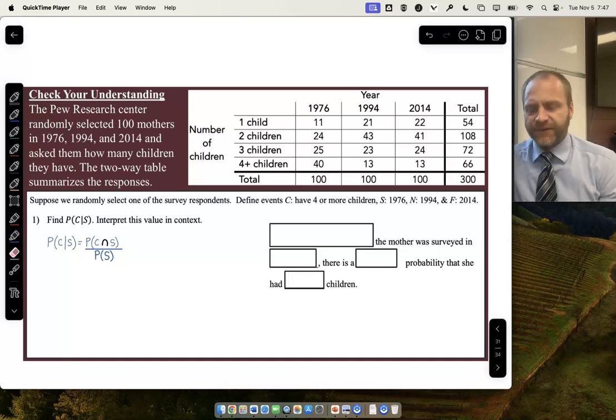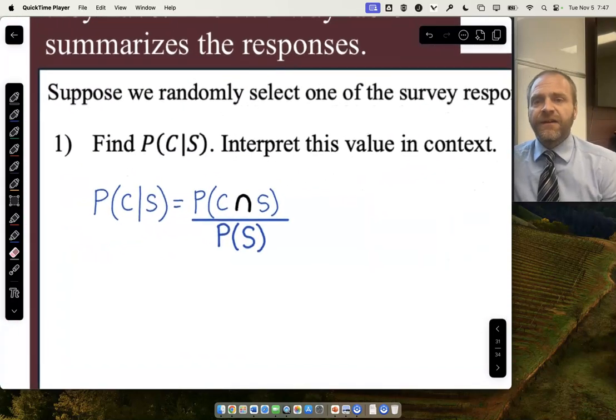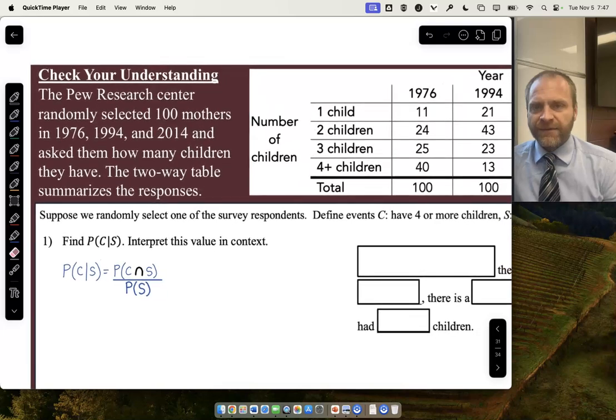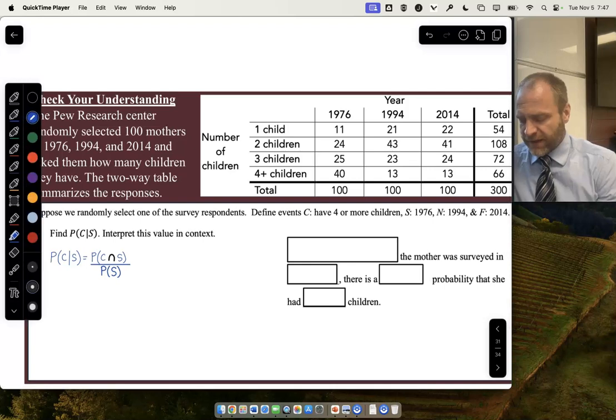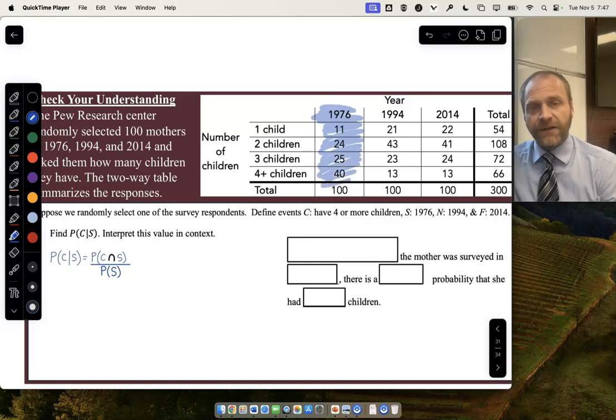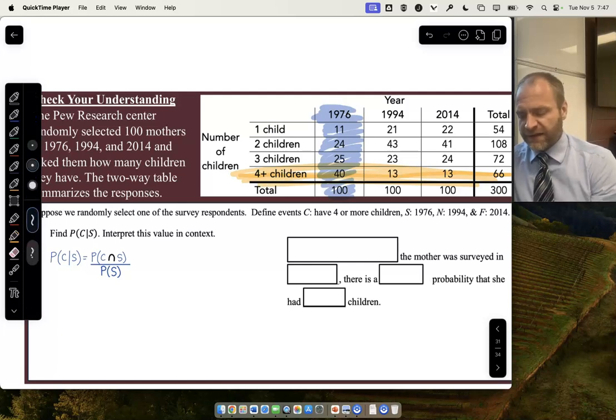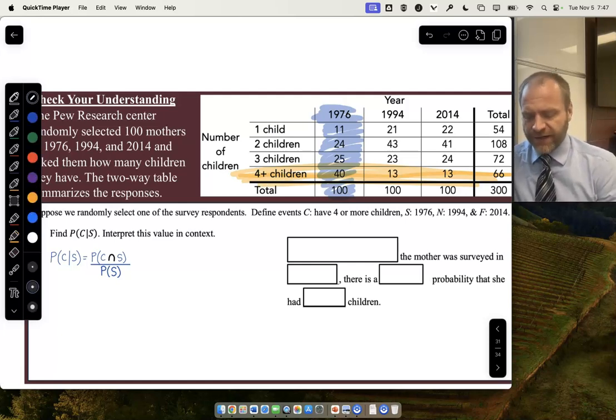So the probability of C given S is their intersection. Really, I'm just going to focus on the main idea. S is the year 1976, and given that this occurred, given that we're focusing on this column, 1976, what's the probability of 4 or more children? Where do they intersect? They intersect right here at 40. That's really what this is asking us: where does event C and event S occur at the same time? And they occur at 40.